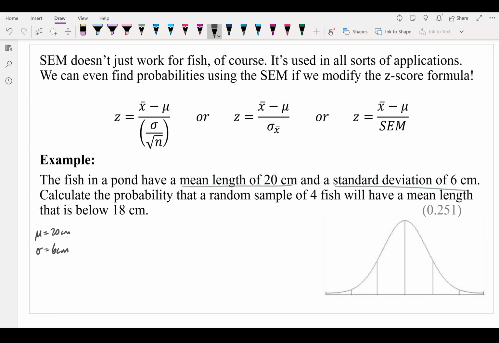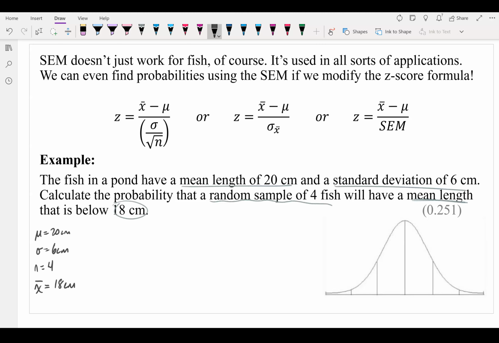It wants to calculate the probability that a random sample of 4 fish, that's a sneaky way of telling us the sample size, four, will have a mean length that is below 18 centimeters. The mean length, 18 centimeters. So by probability, it's like if we're sampling the fish, how likely is it that the fish in this pond, on average, are below 18 centimeters long?